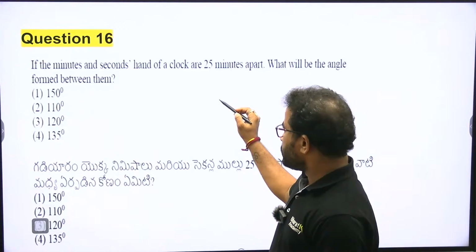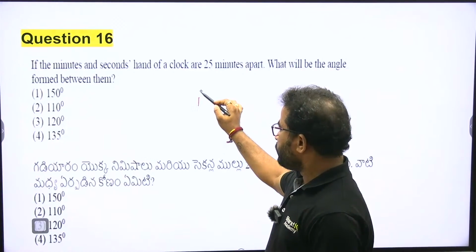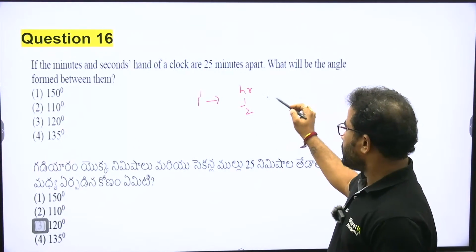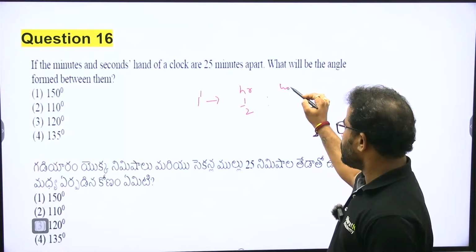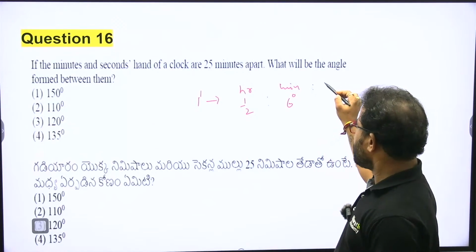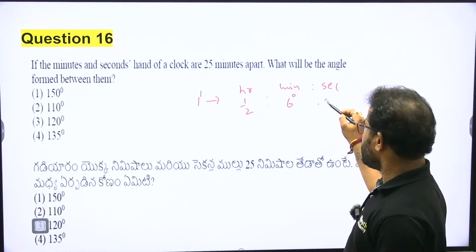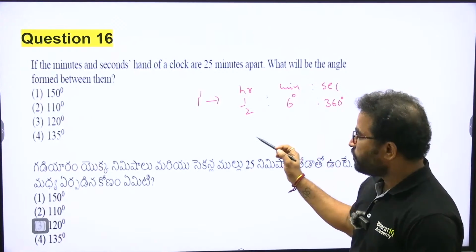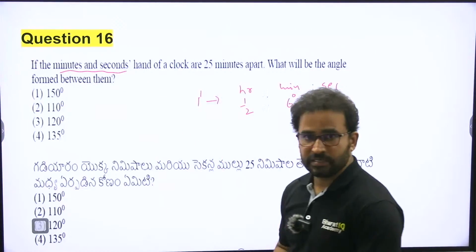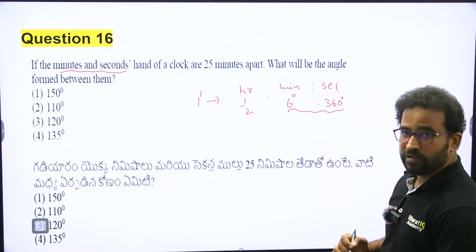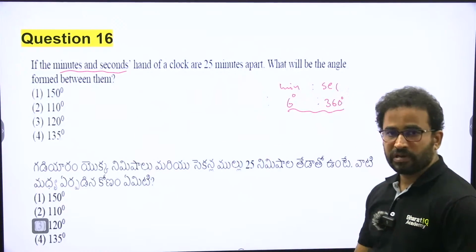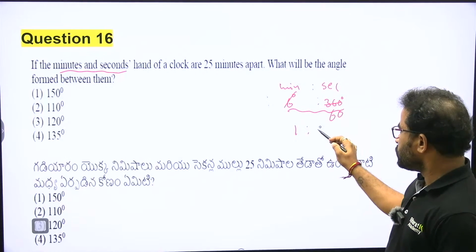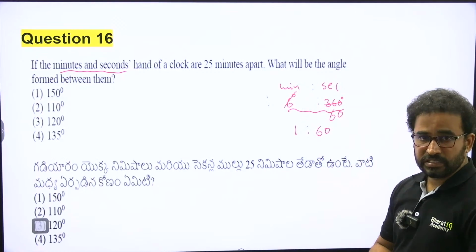Look at this one. In the examination, we need to focus that for every 1 minute, the hour hand makes an angle of 1/2 degree. For every 1 minute, the minute hand makes an angle of 6 degrees. Next, the second hand makes an angle of how many degrees? 360 degrees for every 1 minute. Between these two, they are comparing only the minute and second hand. You need to consider only these two, so no need to work with the hour hand. The difference between these two is how much here? 6 into 6 is 60.